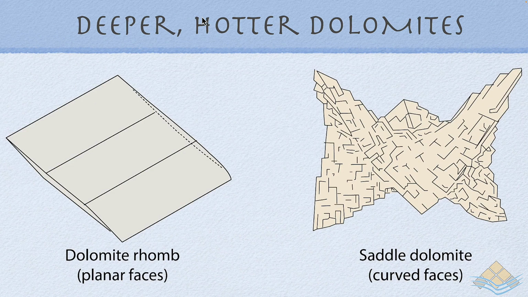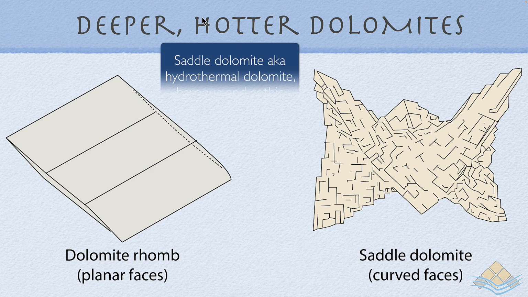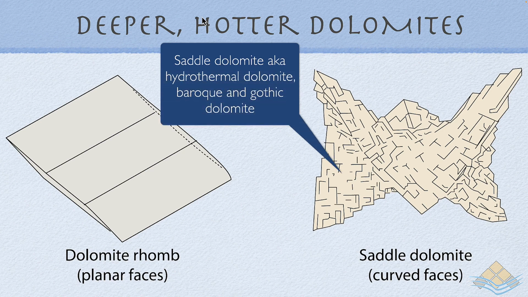One of the characteristic features that we see associated with these later stage dolomites is a form of dolomite known as saddle dolomite. The name saddle comes from this very characteristic curved face morphology. They're also known as hydrothermal dolomites, and other terms used are Baroque and Gothic dolomites to describe these curved crystal faces. Often associated with other hydrothermal minerals in fracture fields, so we see metallic sulfides, fluorite, which tend to be precipitated during cooling of deeper burial fluids that have invaded the carbonate reservoir.